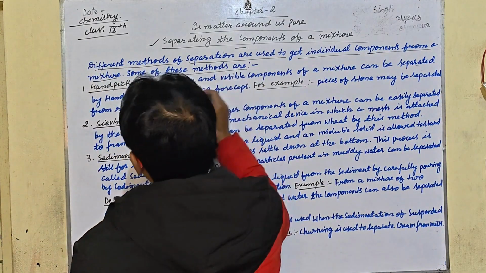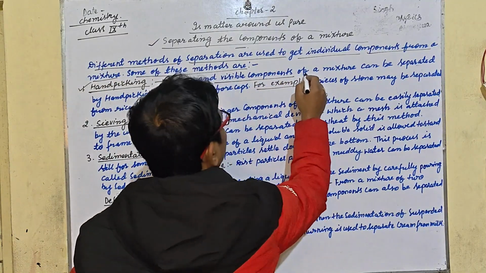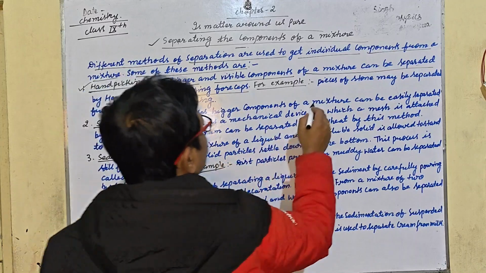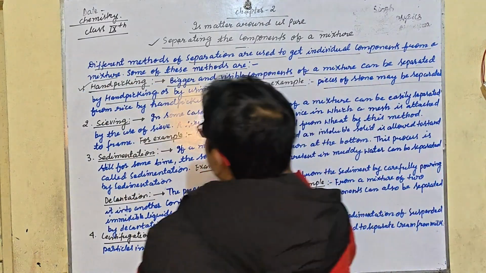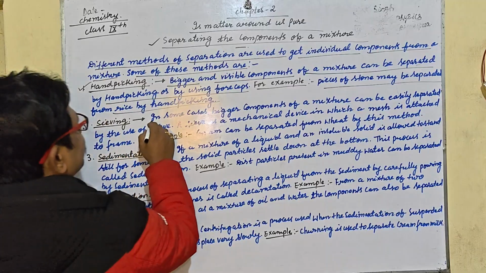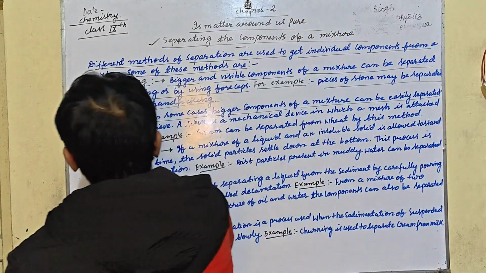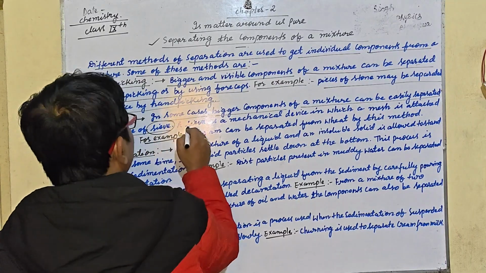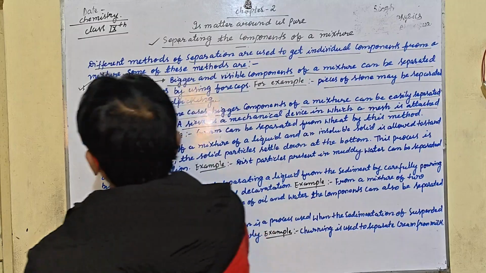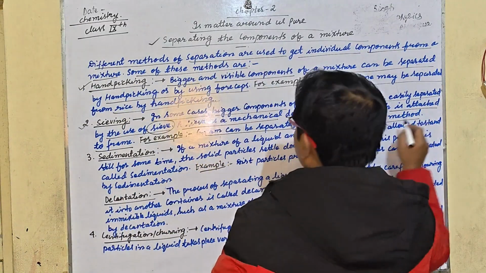Some of these methods are: first is hand picking. Bigger and visible components of a mixture can be separated by hand picking or by using forceps. For example, a piece of stone may be separated from rice by hand picking. Second is sieving. In some cases, bigger components of a mixture can be easily separated by the use of a sieve. A sieve is a mechanical device in which a mesh is attached to a frame. For example, gram can be separated from wheat by this method.